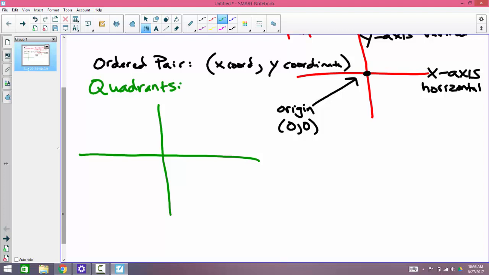There are 4 quadrants in the coordinate plane. This is the first quadrant. You go counterclockwise: second quadrant, third quadrant, and fourth quadrant. If a point is on an axis, that is not considered in a quadrant.